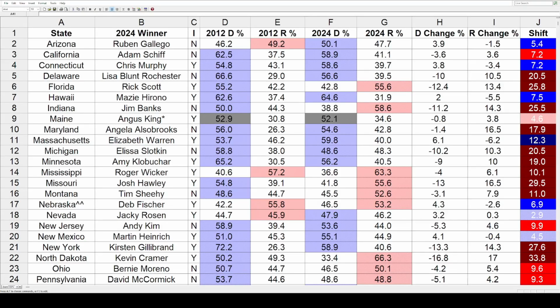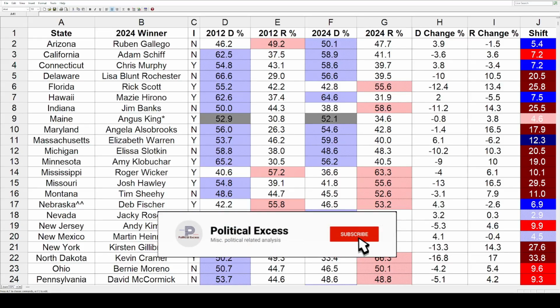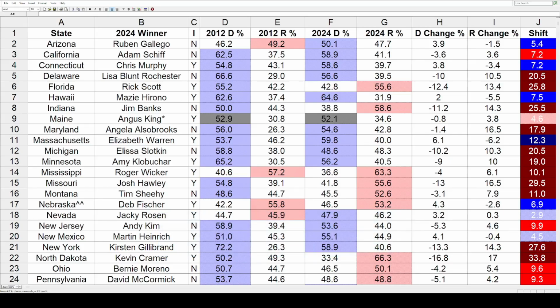Today, we're going to take a look at another political shift. This time, it's going to be in the U.S. Senate between 2012 and 24. I already did this between 18 and 24. This is going to go back another 6 years with the same Senate seats also during a presidential election.